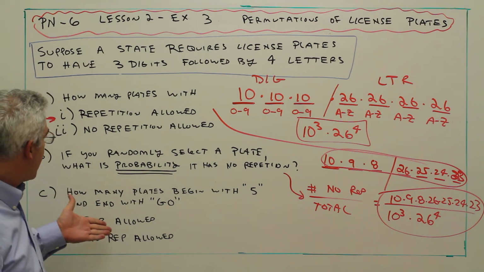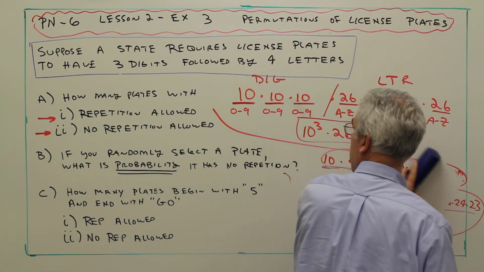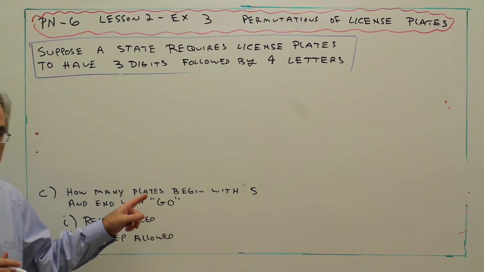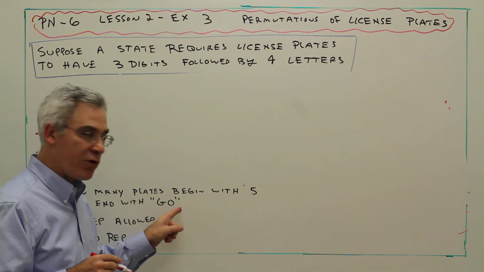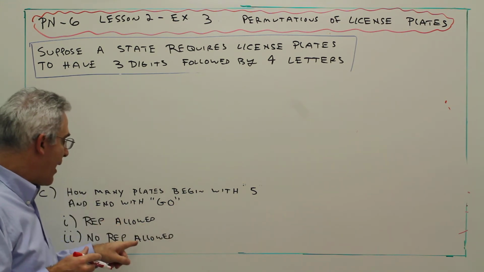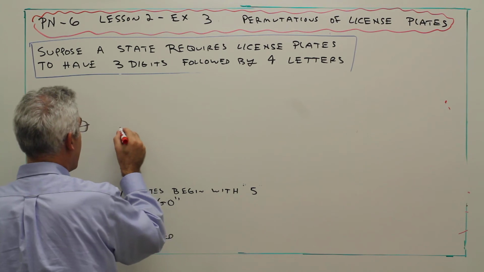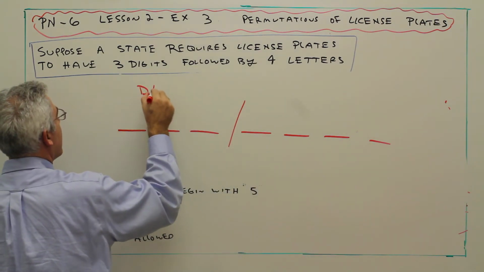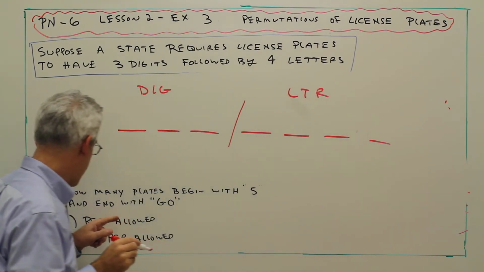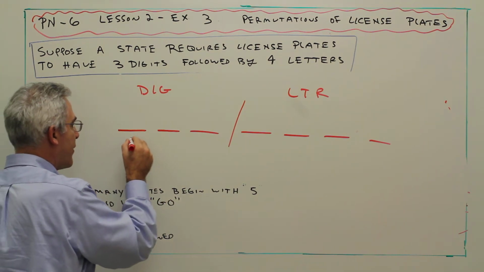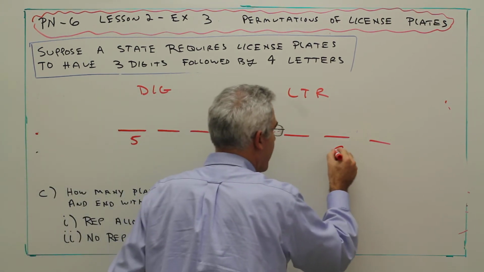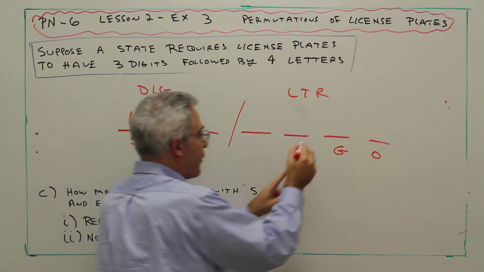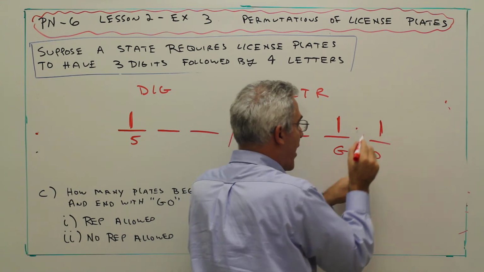Okay, and then finally, let me erase this work here. How many plates begin with the digit 5 and end with the letters G-O, my initials, with repetition allowed and without repetition allowed? Okay, let's set it up again. So these are the digits, these are the letters. So it says it must begin with the digit 5 and it must end with G-O. So I just kind of put what the possibilities are below. Well, there's only one way of doing that. There's one way of doing that, and there's one way of doing that.